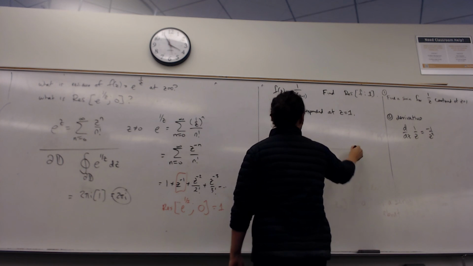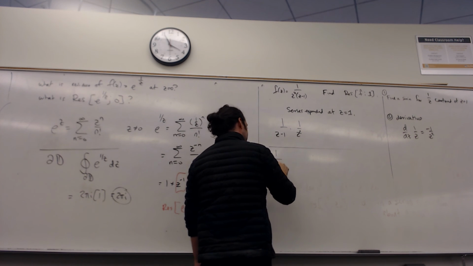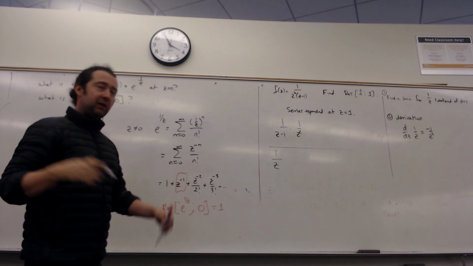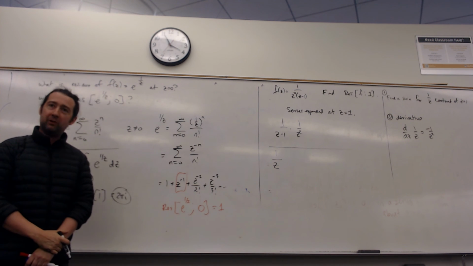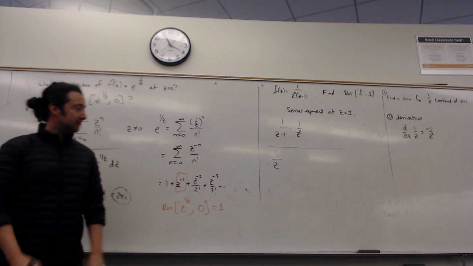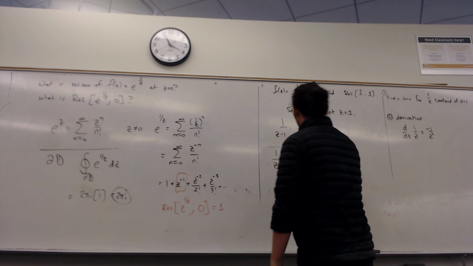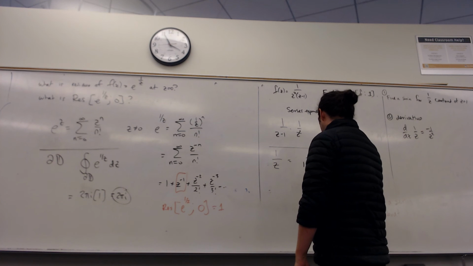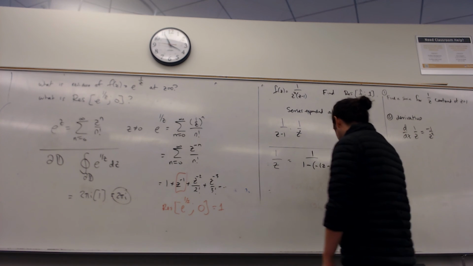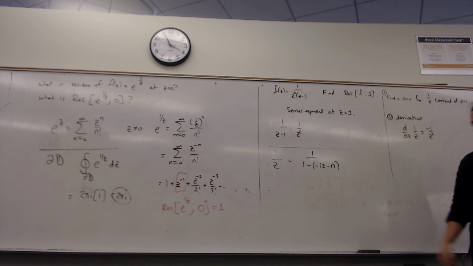Okay, so step 1. How am I going to rewrite this so I can apply the geometric series argument to it to get a series centered at z equals 1? Minus the quantity z plus 1. Okay, so I better do 1 over 1 minus... or no, minus, negative z minus 1. Yeah. Does that look right?